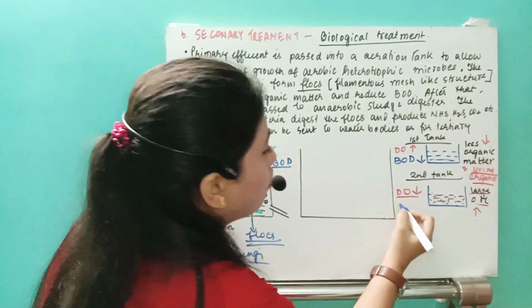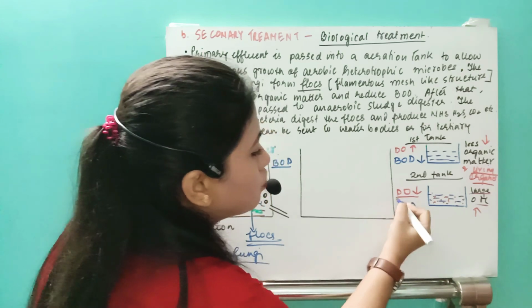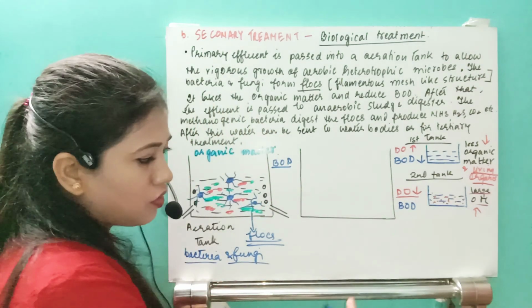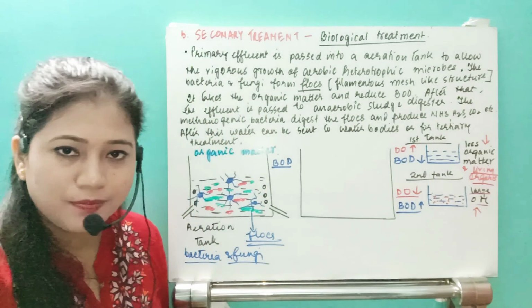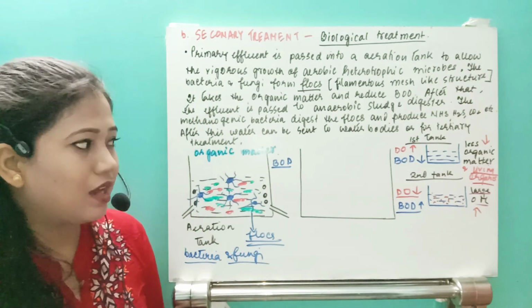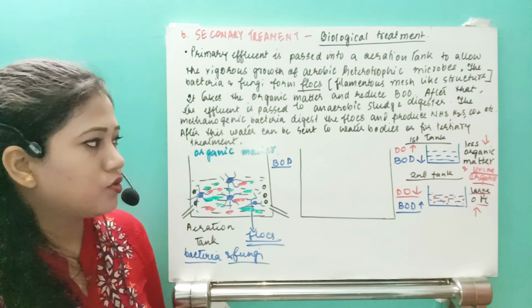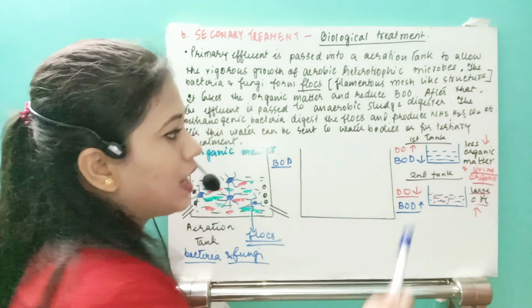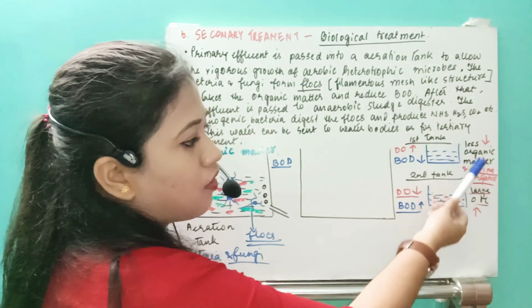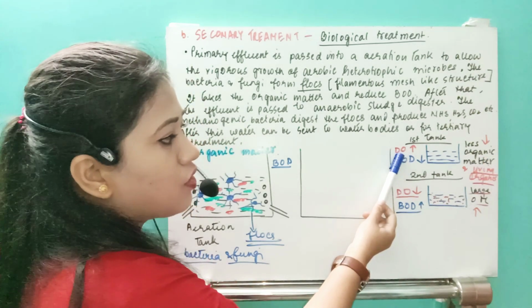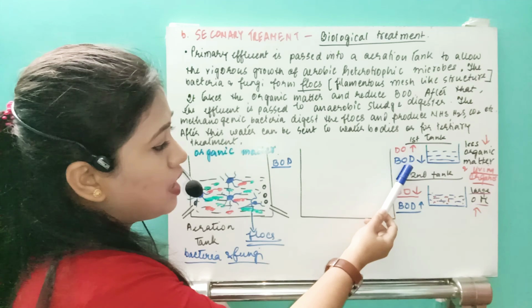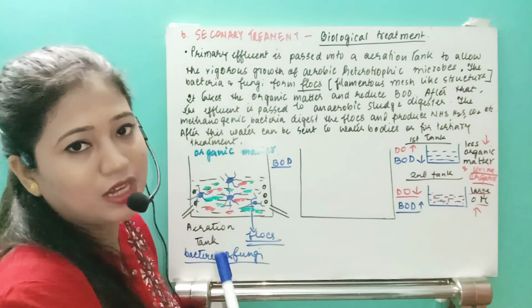And after that, obviously what will happen here, due to the less organic dissolved oxygen? Biochemical oxygen demand will be very high, isn't that? Understand these 2 points. In the first tank, due to the presence of less organic matter and living organisms, dissolved oxygen is very high. So that's why BOD level is very less.